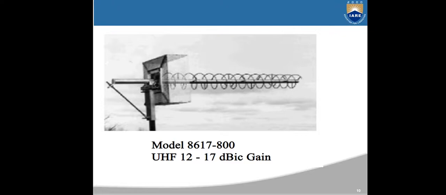And the model H617 800 ultra high frequency is used. This is the helical antenna with base, reflector, the helical shape and the central pole, and this is the support, as shown in the figure.